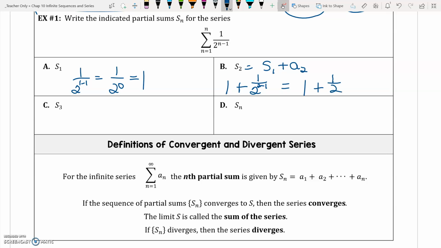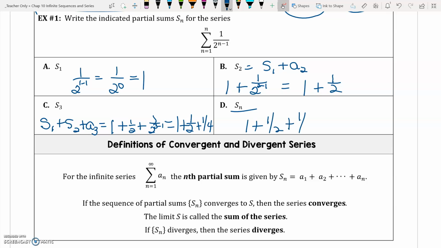My third partial sum will be adding up what I have so far. So I have to add an a3 in. I have my 1, I have my 1/2, and now I'm going to have 1 over 2 to the 3 minus 1. So this becomes 1 plus 1/2 plus 1/4. Next we want the nth term. So what we have is everything we've done so far, and then we're going to add up all the terms in between, and then eventually add in the nth term.